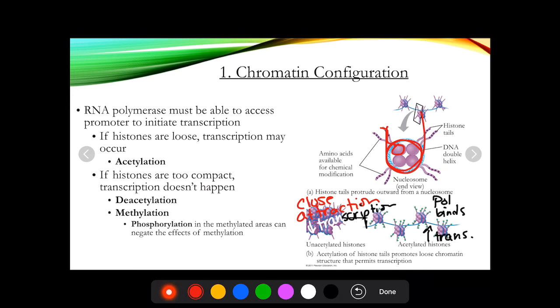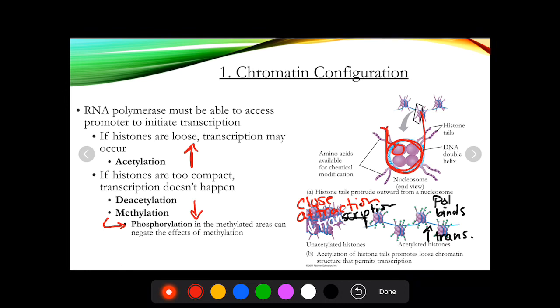And that methylation can be kind of negated by phosphorylation. So it's not like phosphorylation increases transcription always. Only when there's methylation that's already decreasing it will you get this negation of the activity of the methylation. Okay, recap there. Acetylation leads to increased transcription. Deacetylation and methylation decrease it.